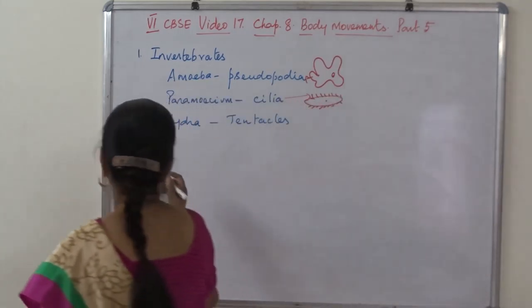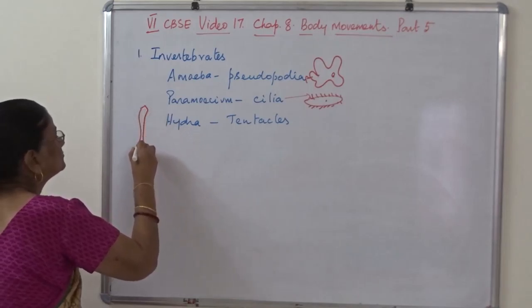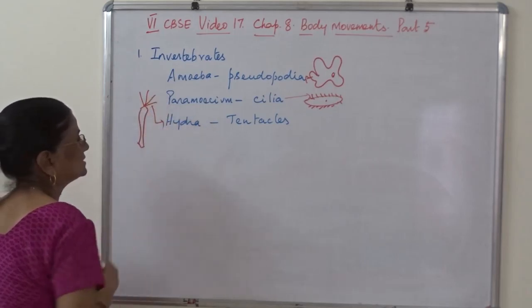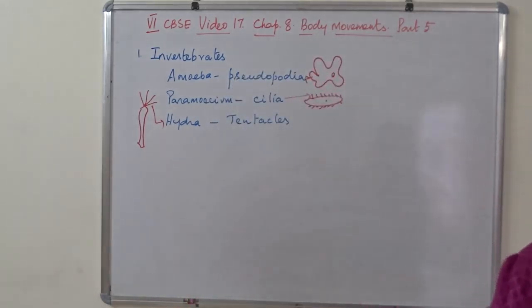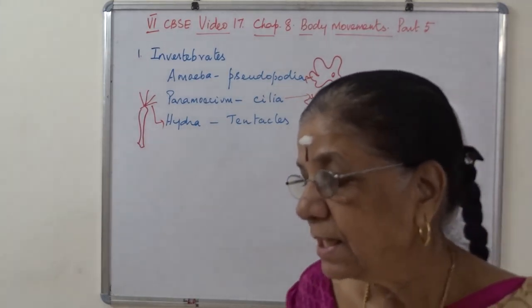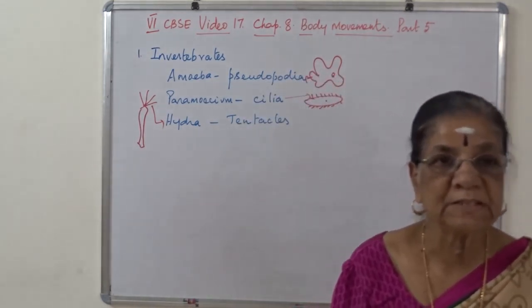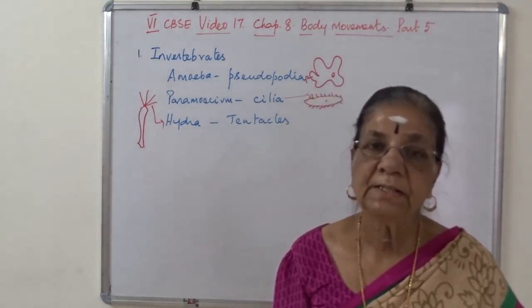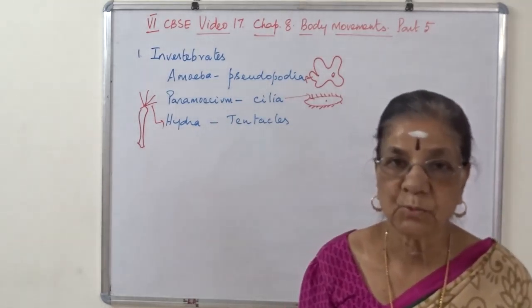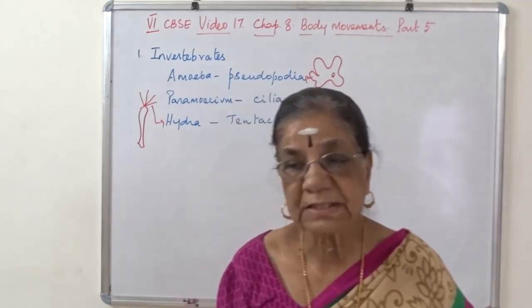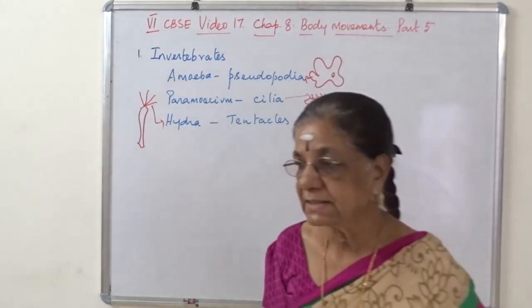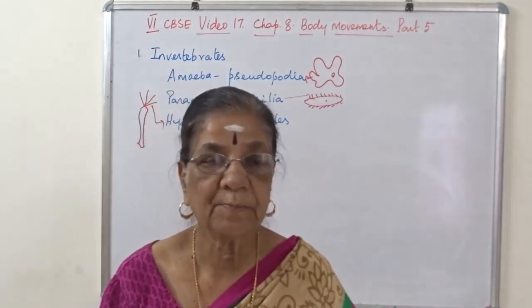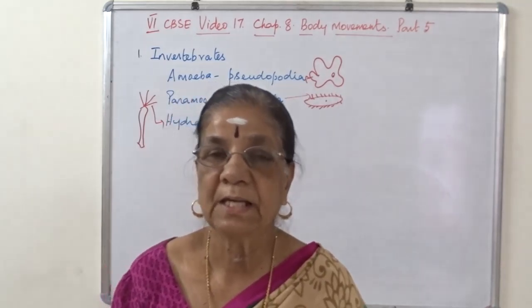And hydra moves with the help of tentacles. So in lower organisms, movement takes place with various locomotor organs. This is locomotion, because these animals move from place to place in search of food, shelter and to escape from predators. There are various locomotor organs for different animals, and they differ between invertebrates and vertebrates.